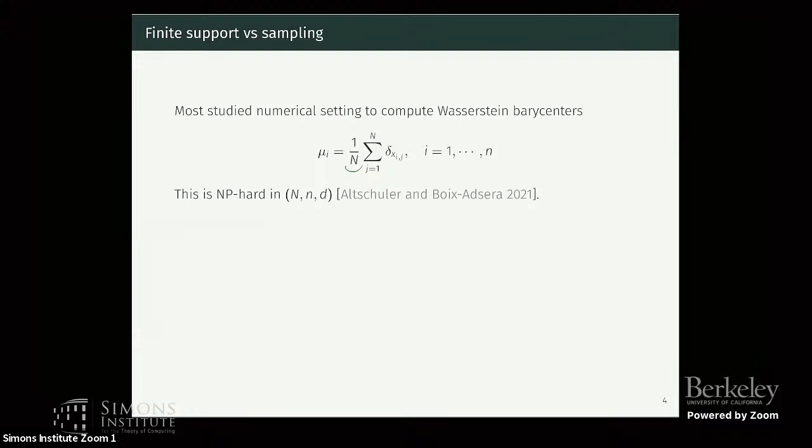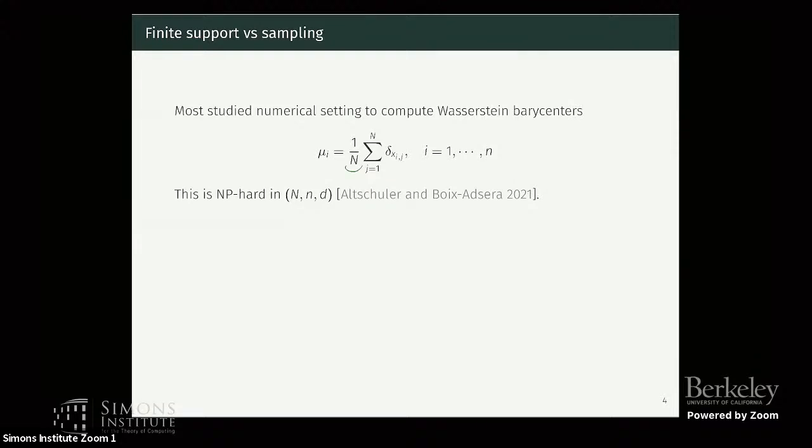Computing the barycenter, or approximating this variance, has been proven to be NP-hard when you look at the number of points, the number of marginals, and the dimension, by Jason and Henrik, who were here earlier this semester.